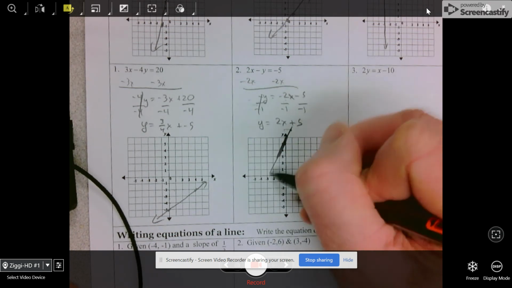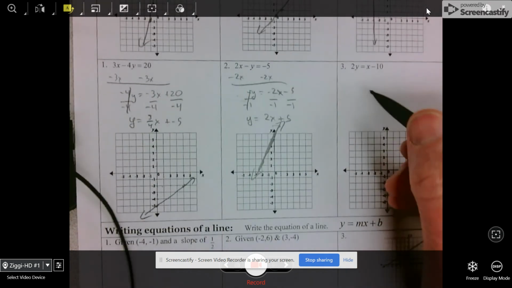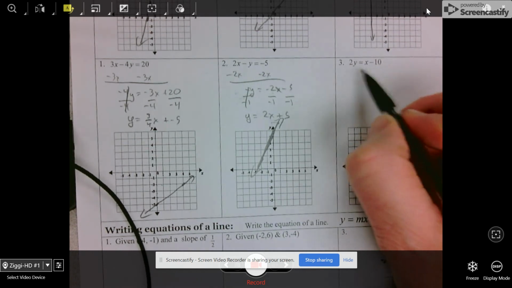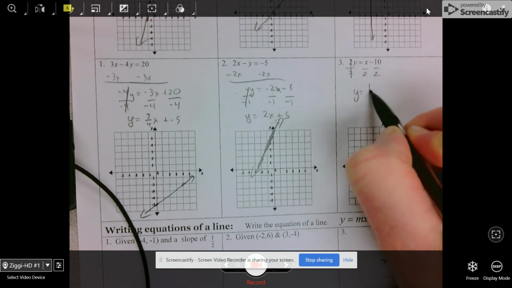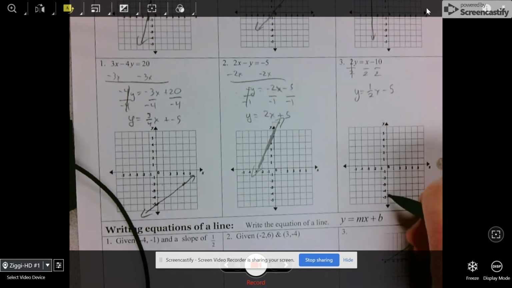Write equations of lines. Y equals mx plus b. Start out with the equation and see what you have. First problem, I have the slope. Plug it in.